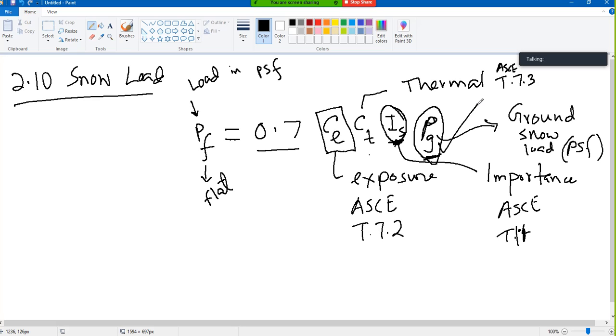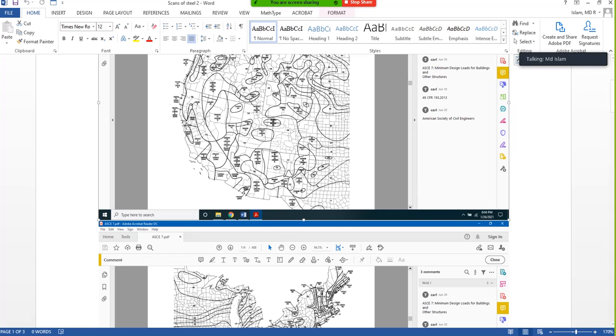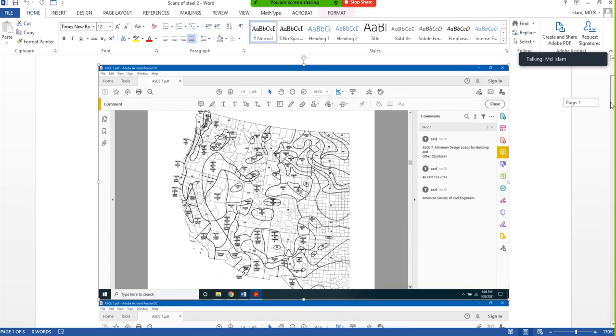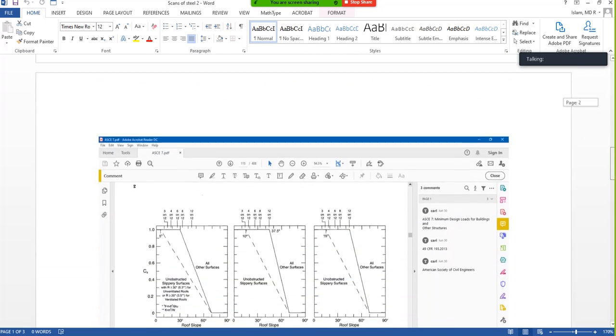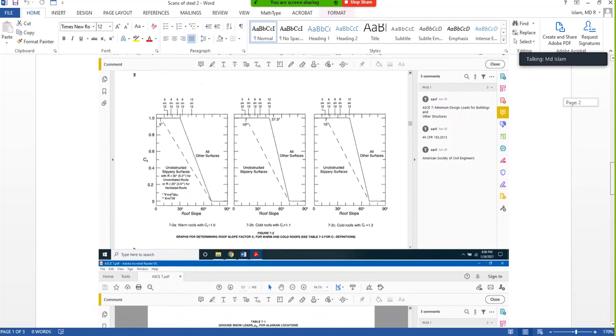I should not talk more here. Now if I go to exposure factor Ce, yes, let us go how to find it, exposure factor Ce. Okay, this table, not this one.